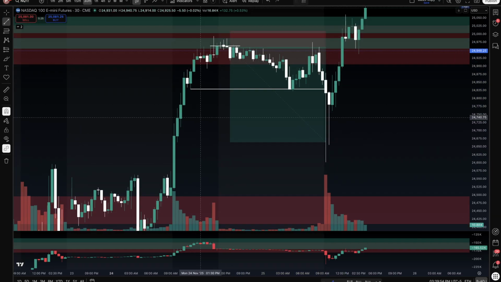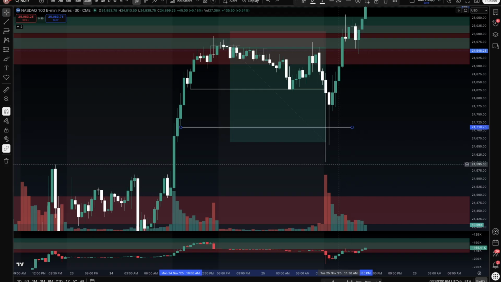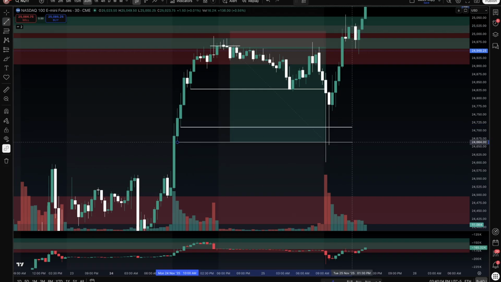Okay. 30-minute is not always clear. Like I said, for targets, when there's a big move up like this, and choppy ranging markets, it's going to be very easy to identify levels. Otherwise, you can just use candle lows.